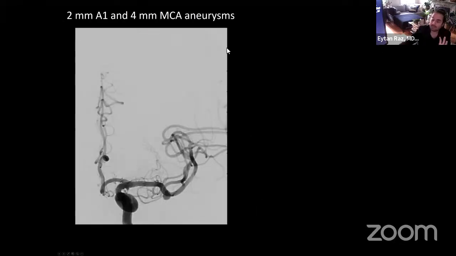Another example of using high resolution imaging to make a decision: this is a patient with unruptured aneurysms, an MCA and an A1 aneurysm. If I show you this image and ask you, do you think we need to treat this? If we made a poll, most people would say we would not treat, but maybe somebody would say yes.